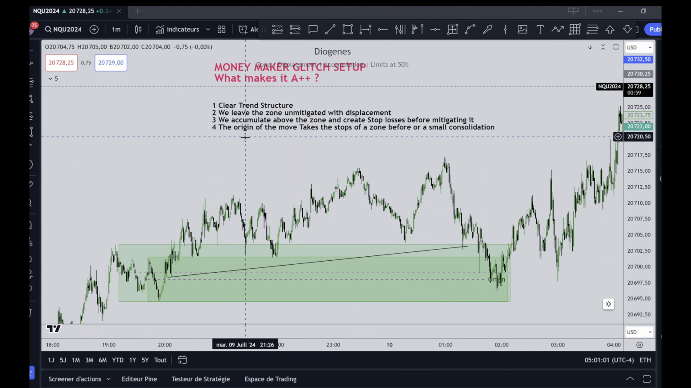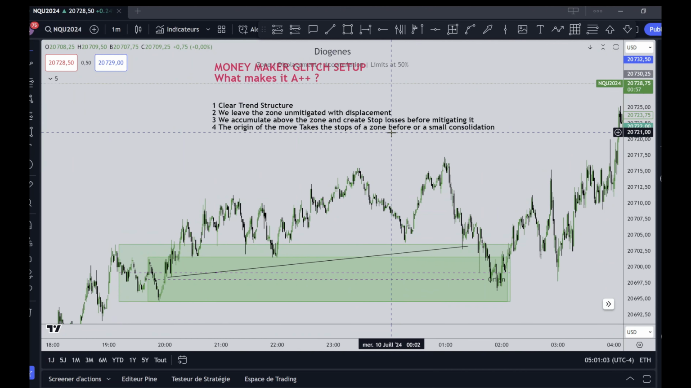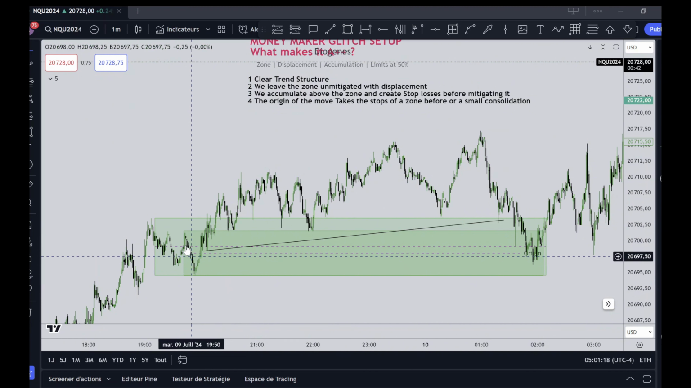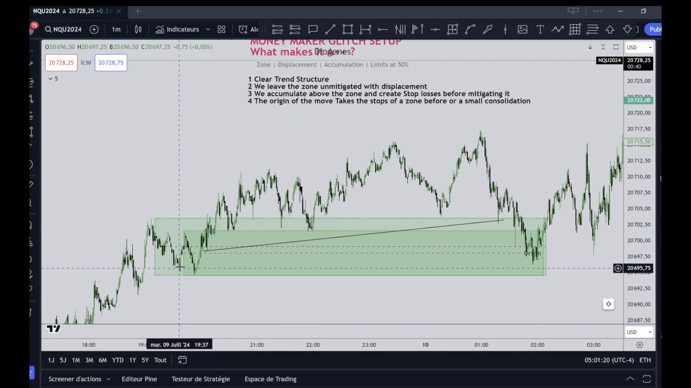Number 4. The origin of the move takes the stops of a zone before, or a small consolidation before. Here in this example you can see that this zone or this origin took out this zone's stops, and we also have this mini consolidation here.